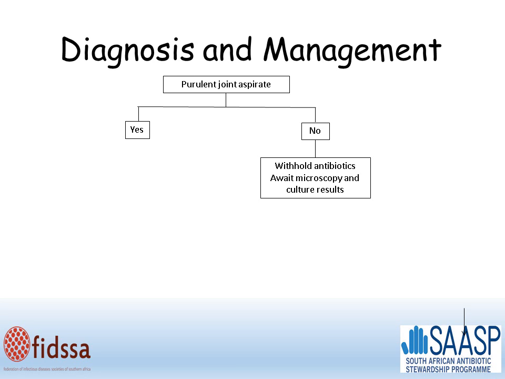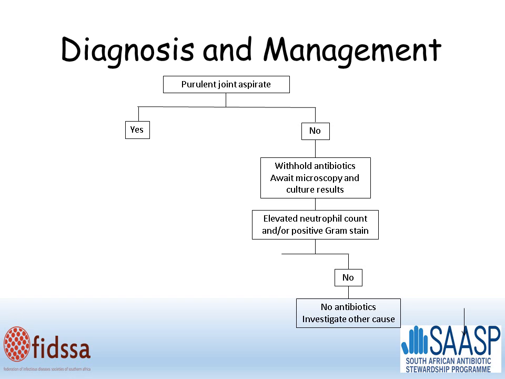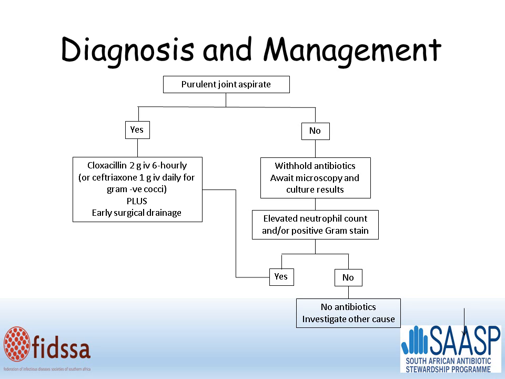If not, you can initially withhold antibiotics while awaiting microscopy and culture results. Look to see if there's an elevated neutrophil count and/or a positive gram stain. If neither are present, the diagnosis is very unlikely. No antibiotics are needed, and you should investigate the patient for another cause. If, however, there is an elevated neutrophil count and/or a positive gram stain, you should do the same as you would do if you saw that the joint aspirate was purulent, and treat with cloxacillin 2 grams IV. And if the gram stain showed gram-negative cocci suggestive of gonococcus, then you should use ceftriaxone 1 gram.